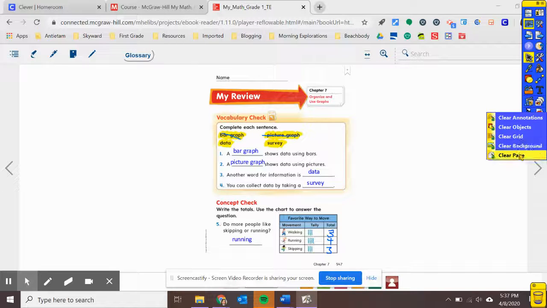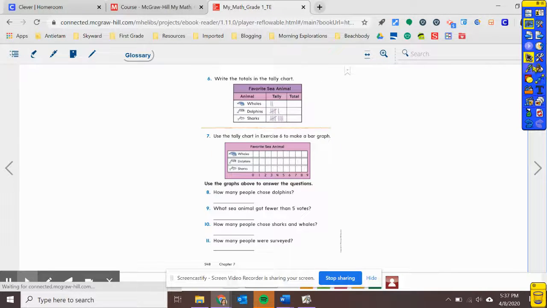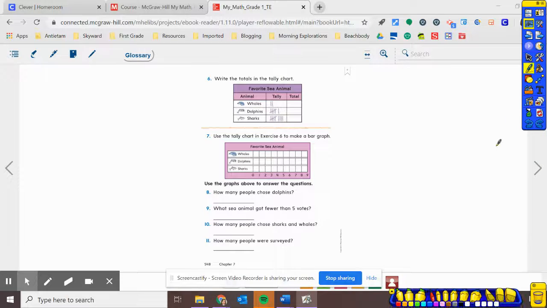All right. Go ahead and turn the page. We are going to look at the tally chart up here. People were voting for their favorite sea animal. So I want you to fill in the totals, and then we'll go over it and check to see how you did.